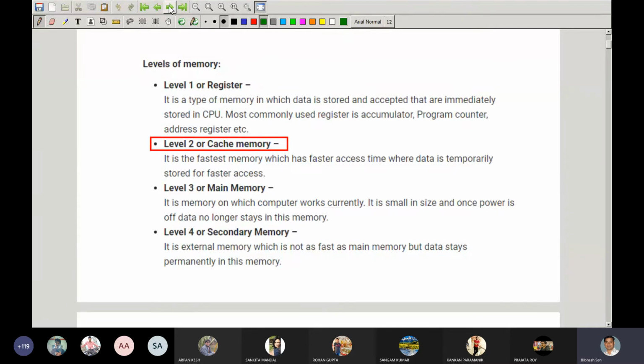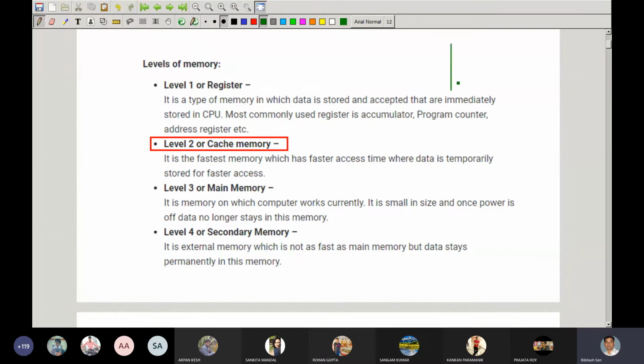Study it. Now, about the memory hierarchy: level 1 is the register. Sometimes you will find that level 1 also means L1 cache, but for our purposes we consider L1 as the register. Then level 2 memory is the cache memory. I am not mentioning multi-level cache here; sometimes I will solve problems with multi-level cache also. Level 3 is the main memory and level 4 is the secondary memory.